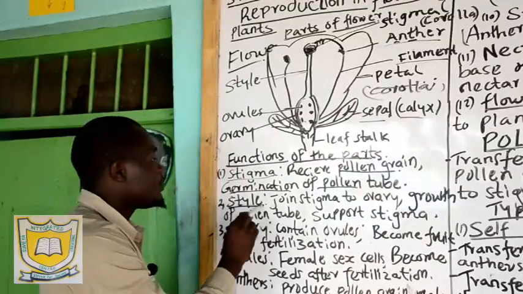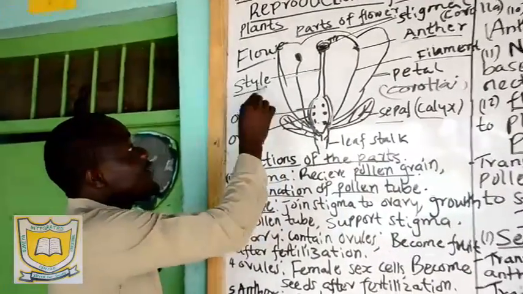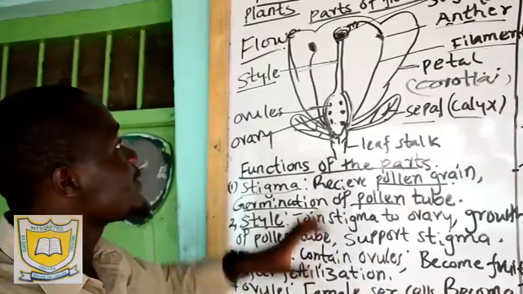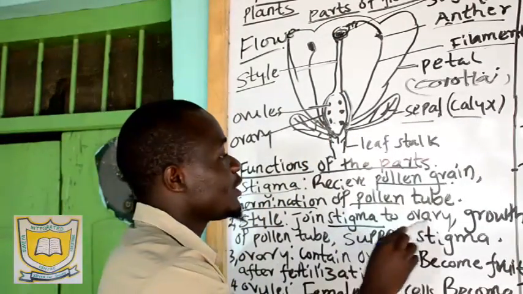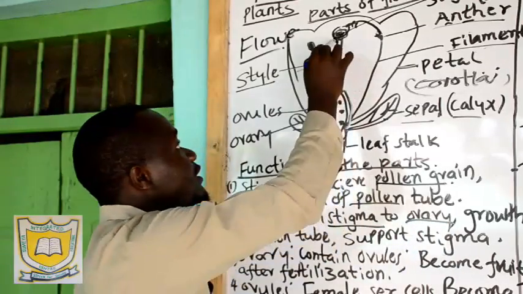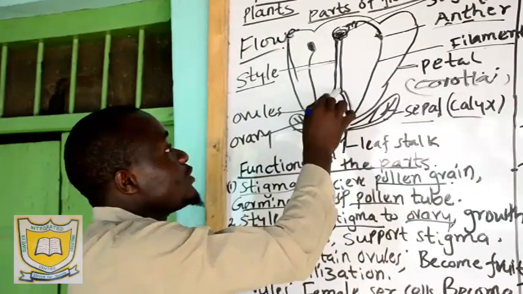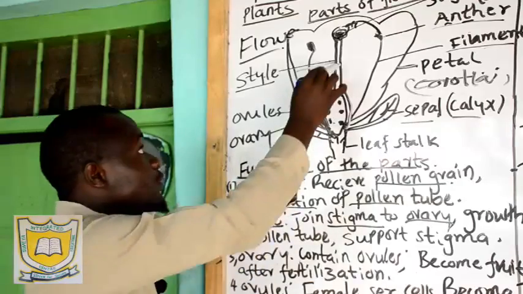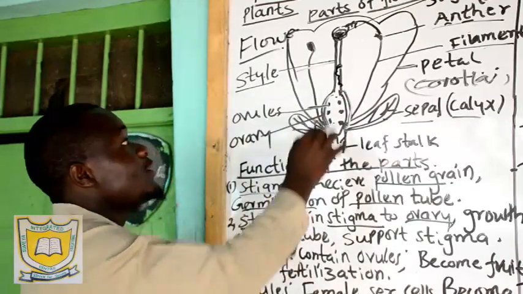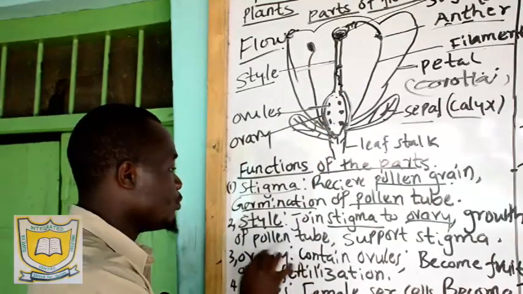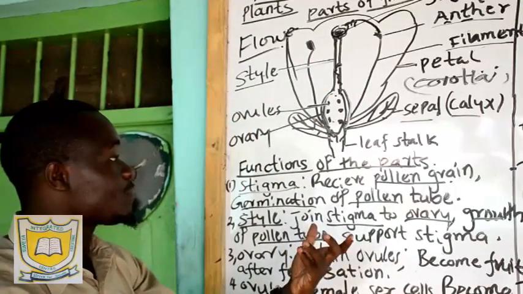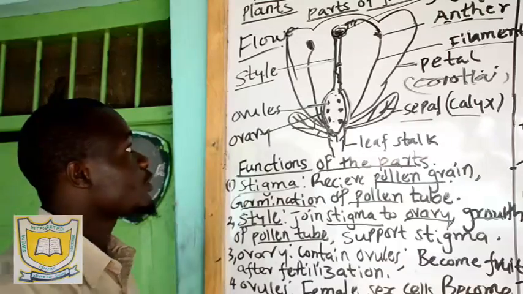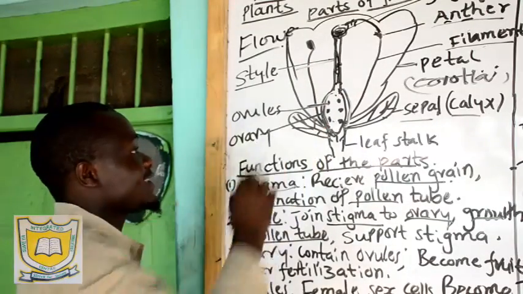The second part is the style. The function of the style is just to support. It supports the stigma. It joins the stigma to the ovary. Also, inside this style, we have the growth of the pollen tube. I said in the stigma we have germination of the pollen tube, then we have growth of the pollen tube through the style.